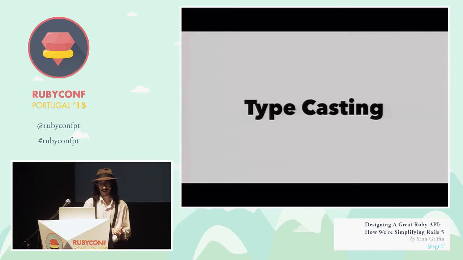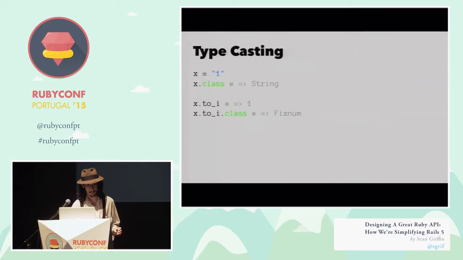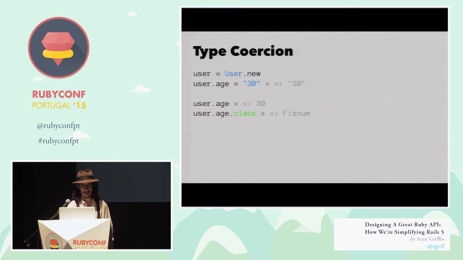So we've talked a lot about typecasting, but I also want to have an aside here and define exactly what typecasting is. And it's pretty straightforward. It is the process of explicitly converting a value from one type to another. So here's an example. If you have the string 1, its class is string. If you call to_i on it, its class changes to Fixnum, and that's typecasting in a nutshell. Now, what we're doing in Active Record is called type coercion, which is basically the same thing, but when it happens implicitly instead of explicitly.